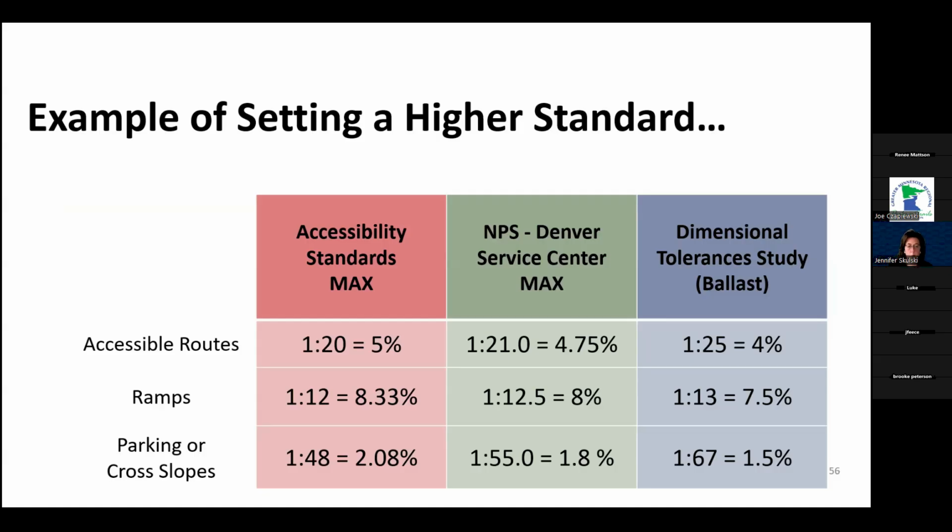So, 1 in 20 or 5%, you're designing to 1 in 25, or what is 4%. If you're using a ramp, instead of designing to the 1 in 12 or what is 8.33%, you're designing to 1 in 13, or what is roughly 7.5%. And again, the cross slope, instead of designing it to 2%, you're designing to 1.5%.